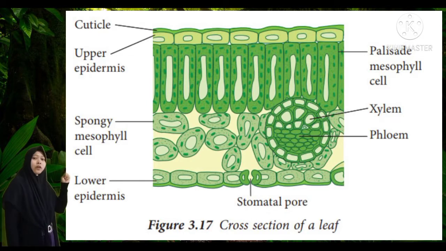This is the cross section of a leaf. The first layer, or the upper layer, is called the cuticle layer and it is waterproof. The second layer is known as the upper epidermis. Next, we have the palisade mesophyll cell. We also have the spongy mesophyll cell. Next, we also have xylem, phloem, and at the bottom layer, we have the lower epidermis, and in this layer, we have the guard cell and also a stoma.